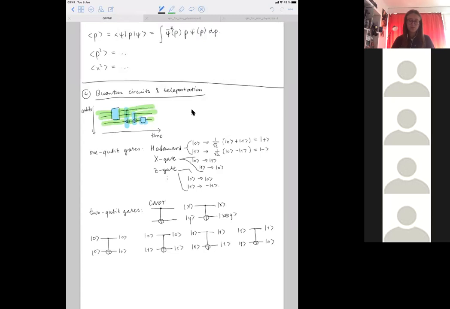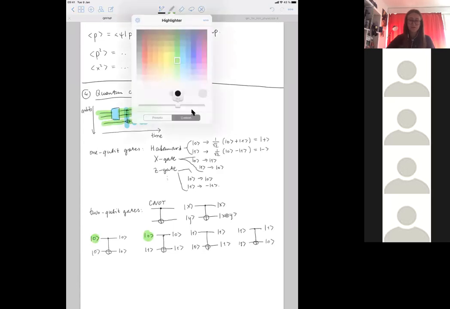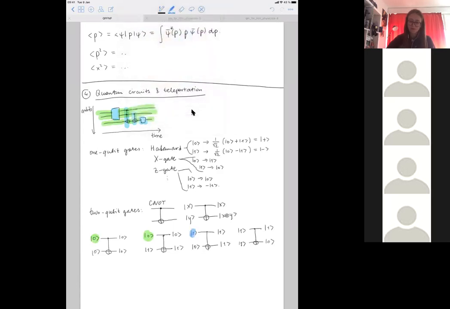Okay, so the idea of the CNOT is that it flips or doesn't flip the state of the second qubit depending on the state of the first qubit. So if the state of the first qubit is 0, like here and here, the state of the second qubit stays the same. If it's 1, like here and here, the state of the second qubit flips.